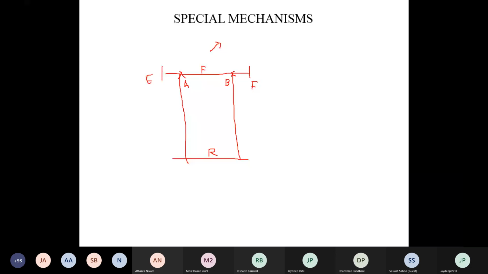Okay, and C and D are the rear wheels, mounted on the rear axle. And these rear wheels follow the same path as the front wheels. Got it, all of you? Yes, sir. Yes.